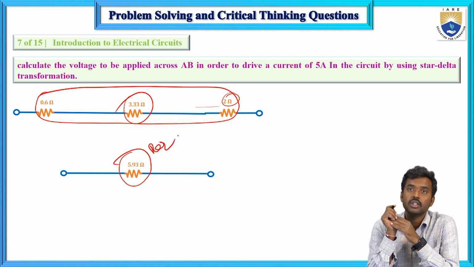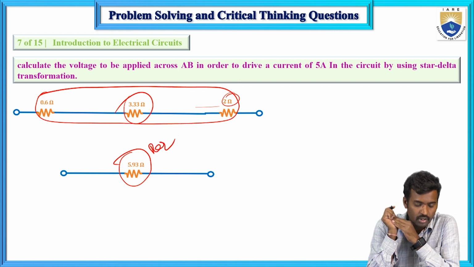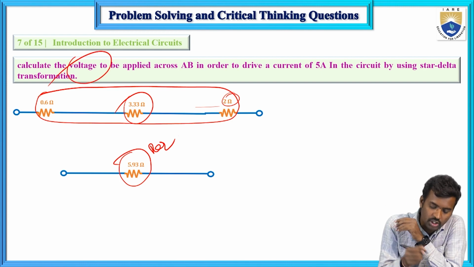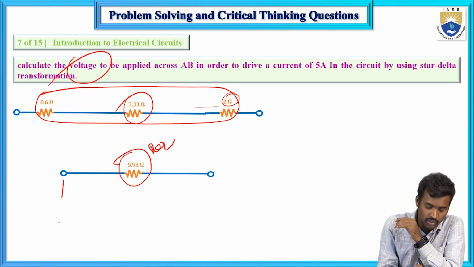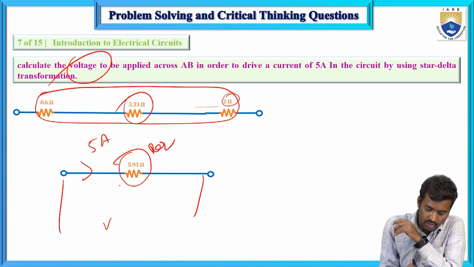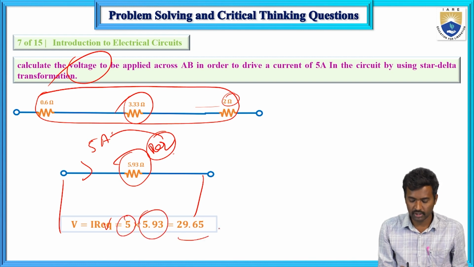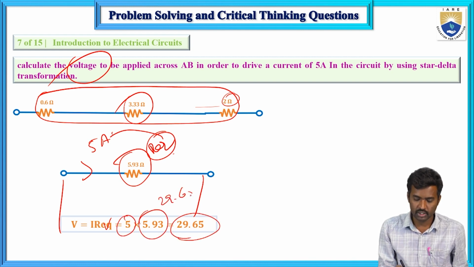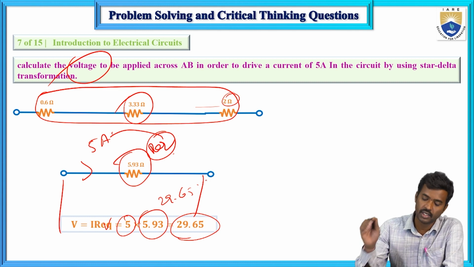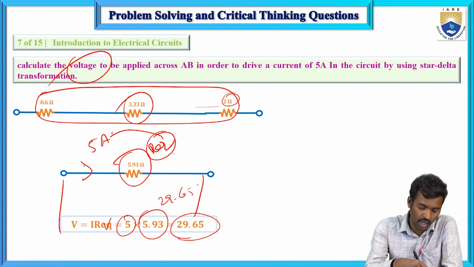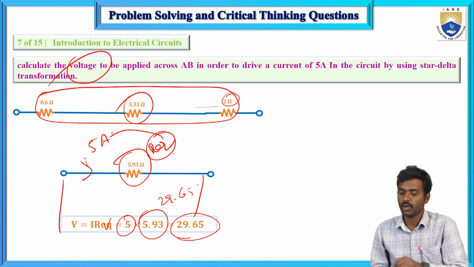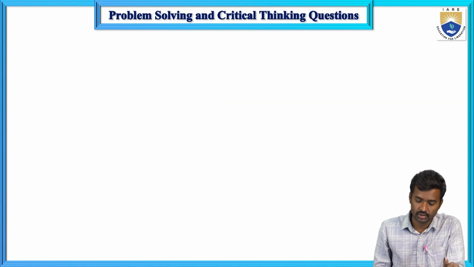In the question, it is asking for the voltage to be applied so that the current equals 5 amps. So voltage V is equal to IR. This R equivalent into this current, 5 into 5.93, equals 29.65 volts to be applied across AB in order to drive this 5 amps current in the circuit, by using star to delta conversion.